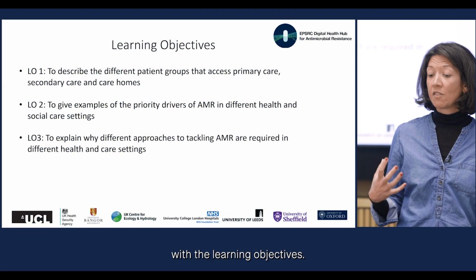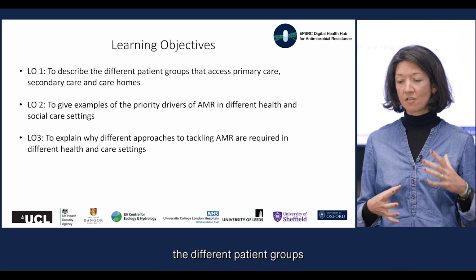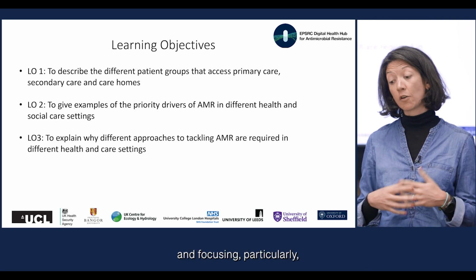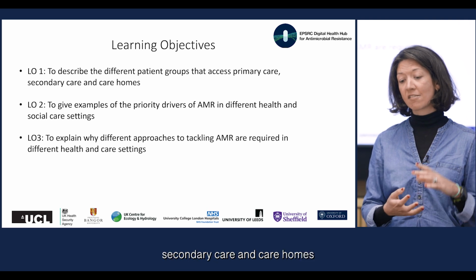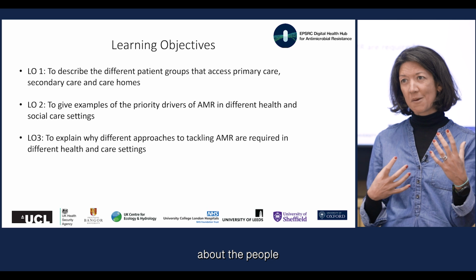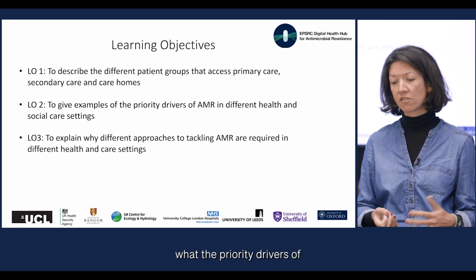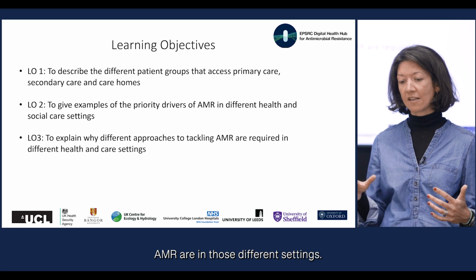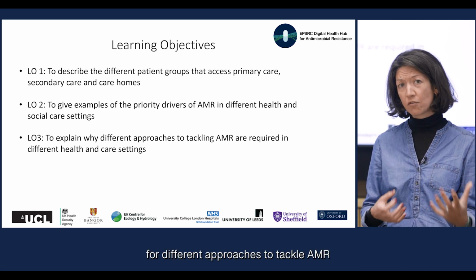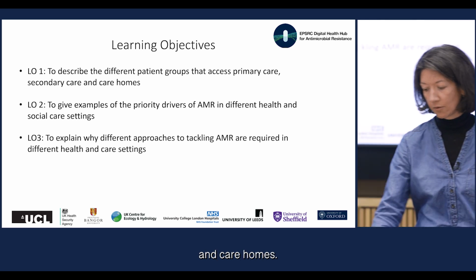Just to start with the learning objectives, what we're aiming to get out of this session is to think about the different patient groups that access the health and social care system, focusing particularly on primary care, secondary care, and care homes for older adults. Then to think about the people who access those services and therefore what the priority drivers of AMR are in those different settings. And then to think about why that translates into the need for different approaches to tackle AMR in primary care, secondary care, and care homes.